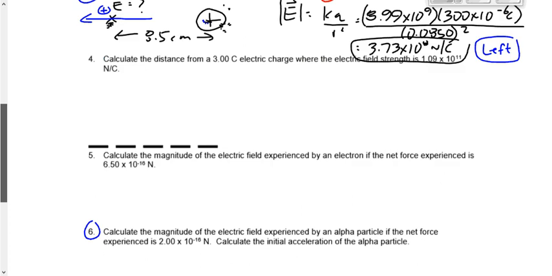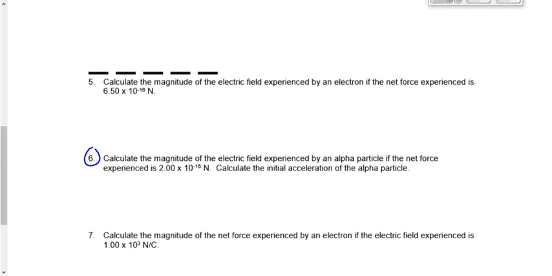Okay, the other question that we're going to go over is question number 6. It says find the magnitude of the electric field experienced by an alpha particle if the net force is this, and we're going to find the acceleration of the alpha particle as well. If the alpha particle experiences a force, then it must be an, there's your hint right there, it's an experiencer. It's experiencing the field. So we're going to use the experiencer equation.